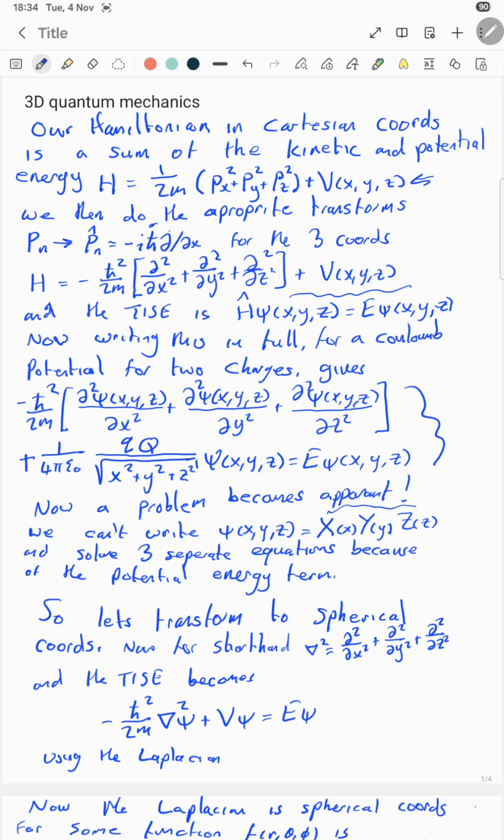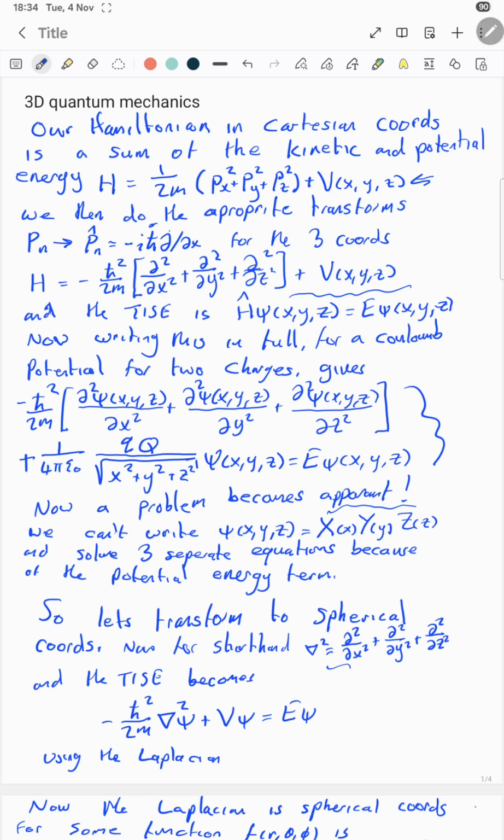So they're just not appropriate for any real world situations, because atoms aren't cubes or squares. But can we solve three separate equations? No, we can't write this and solve three separate equations because of the potential energy term. So we need to transform to spherical coordinates, which is obviously more appropriate.